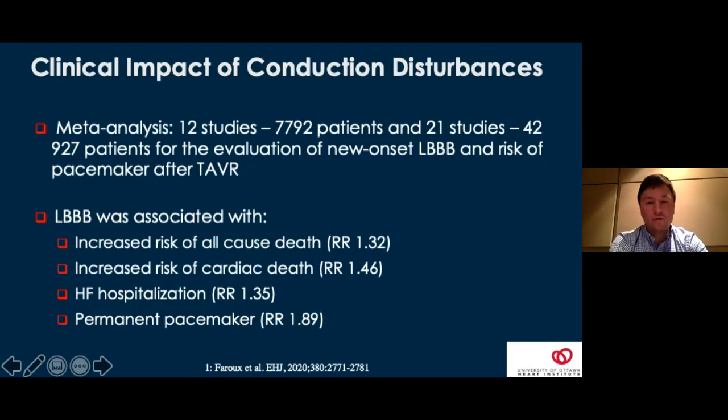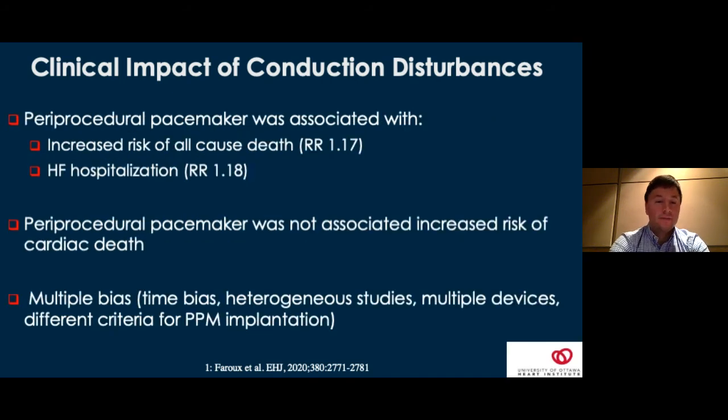What is the clinical impact of those conduction disturbances? There was a meta-analysis published in 2020, and it had two parts. The first included 12 studies with just less than 8,000 patients and looked at the impact of left bundle branch block post-TAVR, and the other looked at the impact of peri-procedural pacemaker, with 21 studies and less than 43,000 patients. They showed that left bundle is associated with increased risk of all-cause death, cardiac death, heart failure hospitalization, and permanent pacemakers. They also noted that peri-procedural pacers were associated with increased risk of all-cause death and heart failure, but not with an increased risk of specific cardiac death.